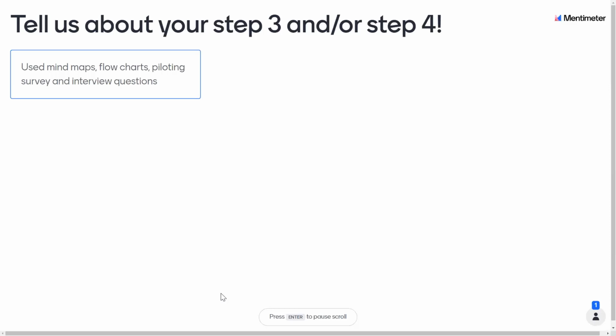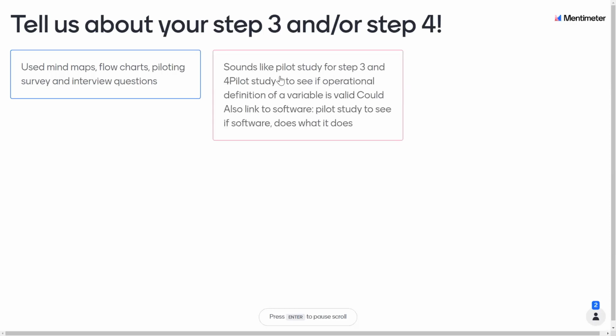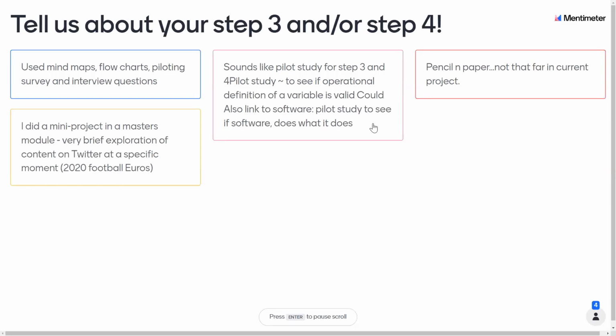Are we asking the right thing? Pilot study for step 3 and 4 pilots. See if operational definition of a variable is valid. Yeah, absolutely. Software often has beta testing, I suppose, but in the research context that would be a pilot study. So does the software do the thing? Does it do what you're expecting? Do the results you're starting to get make sense based on what you were expecting, or maybe is something going wrong that's causing people to misunderstand your questions or the interactions. Pencil and paper.